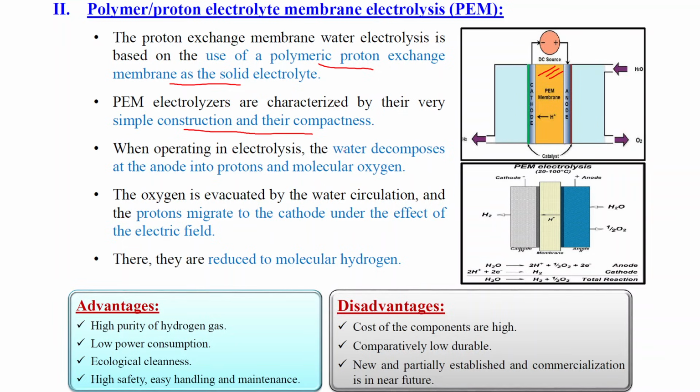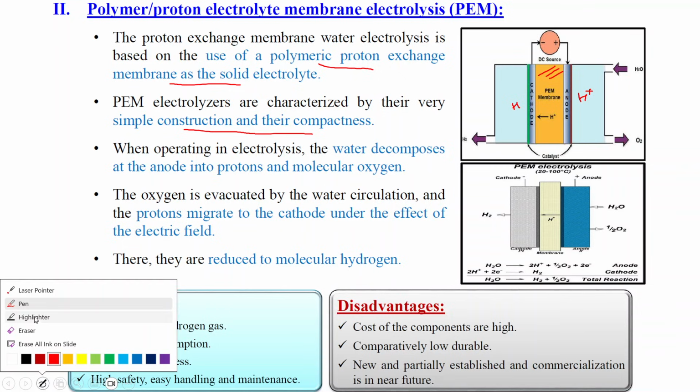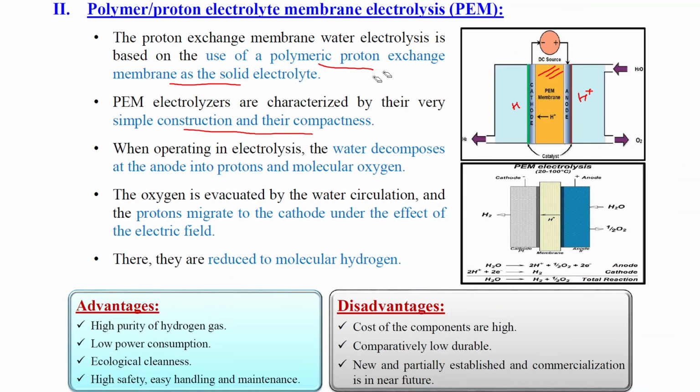When operating in electrolysis, the water decomposes at the anode into proton. Here, proton is produced at the anode. Sorry, it is opposite. The water decomposes at the anode into proton and molecular oxygen.